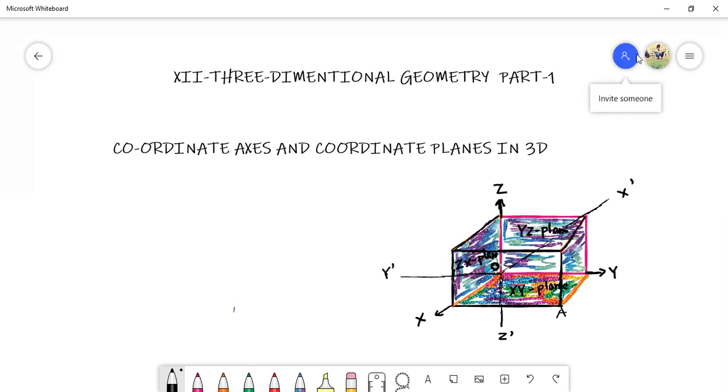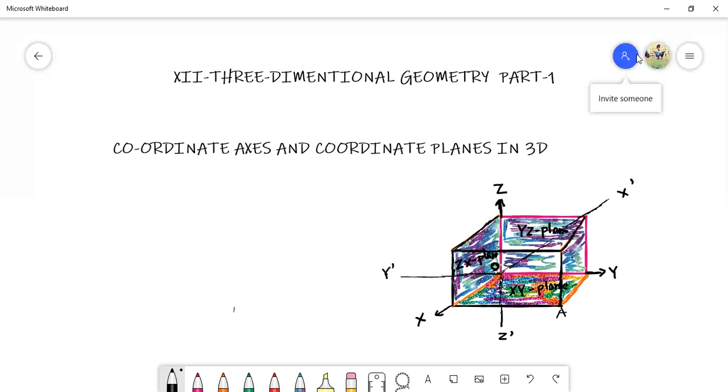X'OX, Y'OY, Z'OZ are mutually perpendicular lines. They are called the X, Y, and Z axes, and O is the origin. These three lines are also called the rectangular coordinate axes. And this is the XY plane, this is the YZ plane.